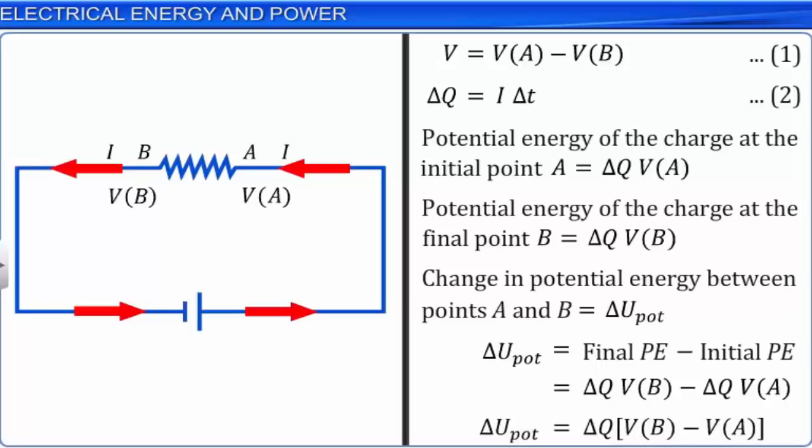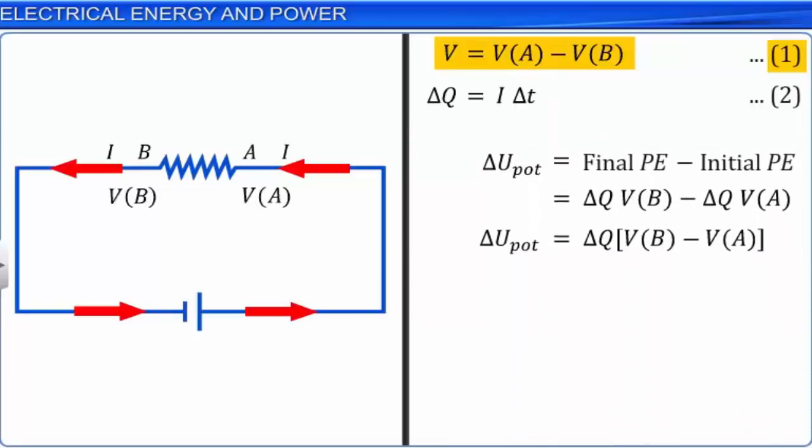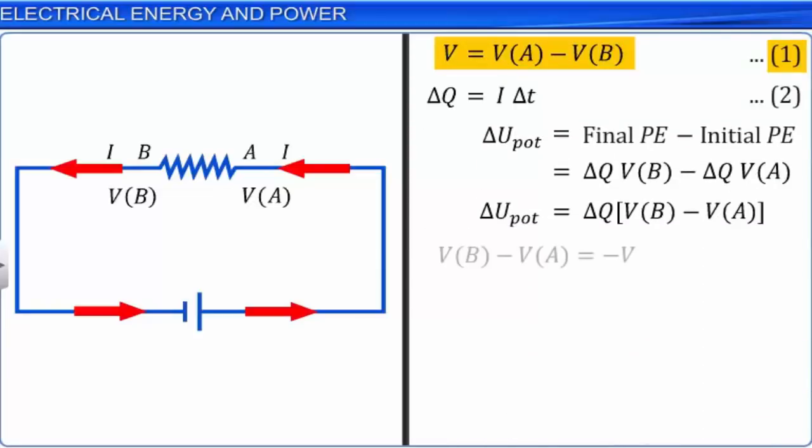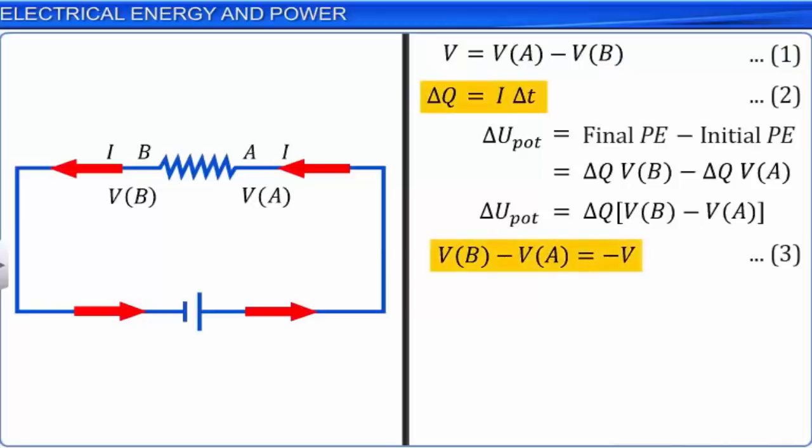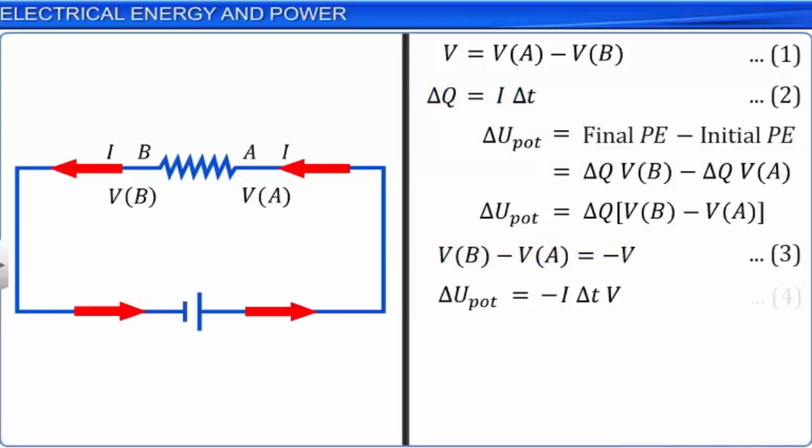From equation 1, we know that V is equal to VA minus VB. Therefore, VB minus VA is equal to minus V. Let this be equation 3. From equations 2 and 3, delta U potential is equal to minus I delta T V. Let this be equation 4. Since the value of delta U potential is negative, it is less than 0.